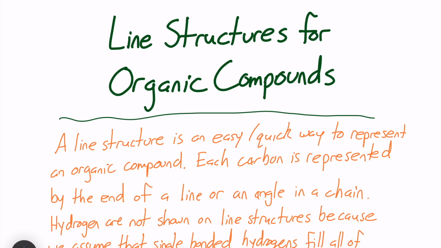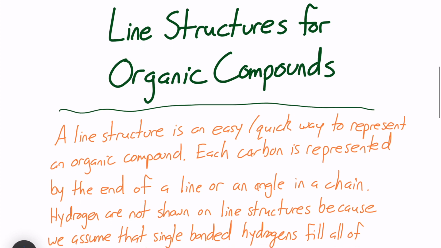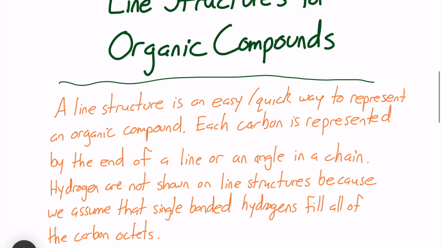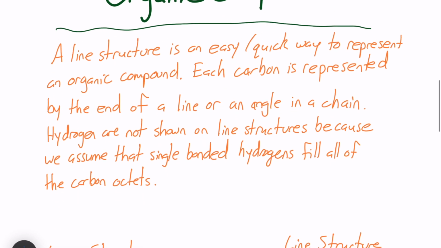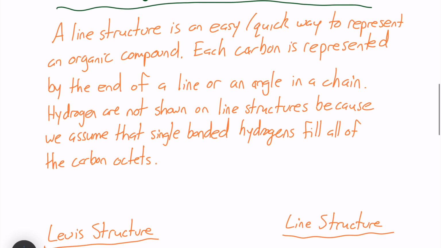Today we will be discussing line structures for organic compounds. Today we are just going to be discussing the line structures for straight chain alkanes. A line structure is an easy and quick way to represent an organic compound. Each carbon is represented by the end of a line or an angle in a chain. Hydrogens are not shown on line structures because we assume that single bonded hydrogens fill all of the carbon octets.